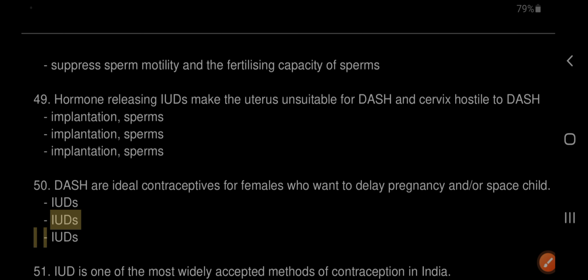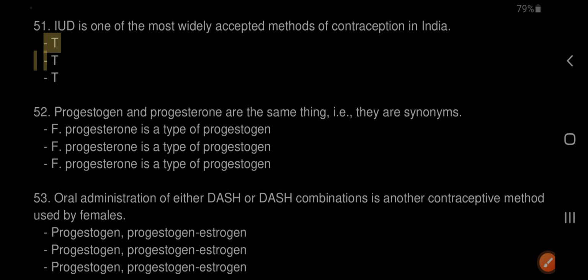51. IUD is one of the most widely accepted methods of contraception in India. 52. Progestogen and progesterone are the same thing, i.e., they are synonyms. False. Progesterone is a type of progestogen.